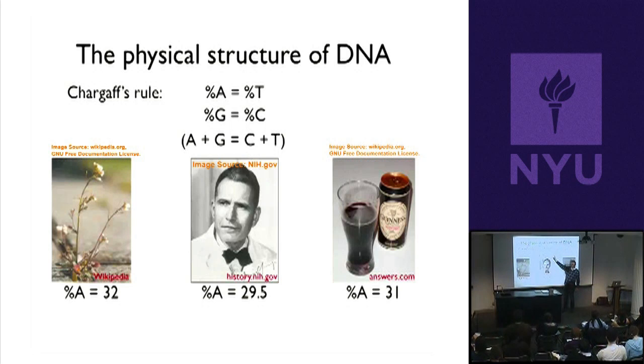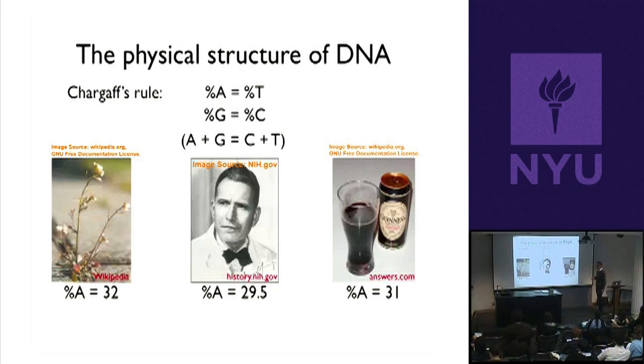Why is this not necessary? Right, because if this is true and this is true, then this has to be true. Okay, so you don't need to say that. As scientists, we like to just sort of give the minimal explanation of something. So this is the rule. A equals T, G equals C. Different organisms had different amounts of each. Okay, so here are some examples.